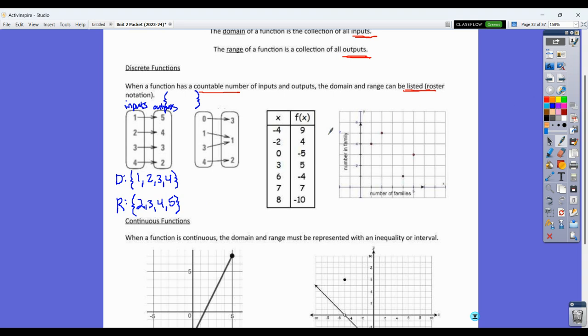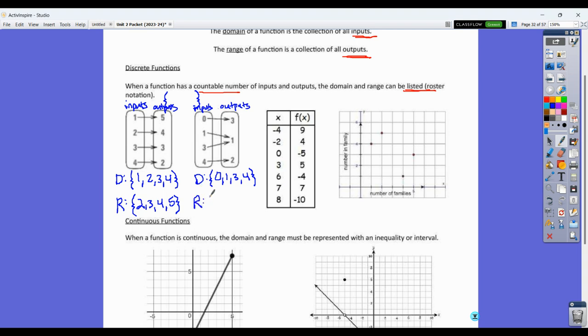So if we do that again, we've got another function right here where I'm going to be able to list these. Again, these are my inputs and these are my outputs, and all I'm doing is listing my domain and range. My domain is all of the inputs. So if I make a list of them, all of the inputs are right here: 0, 1, 3, 4. Those are all of my inputs, and then close that little bracket.